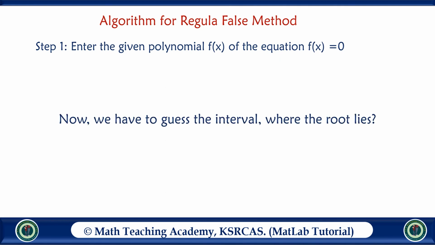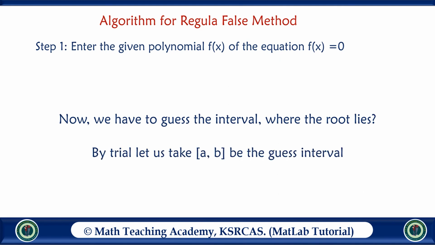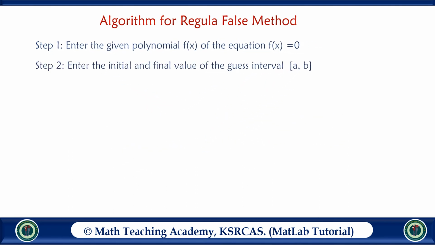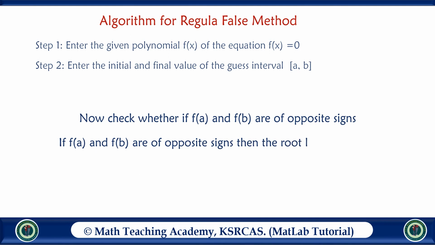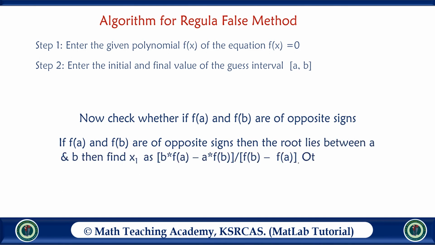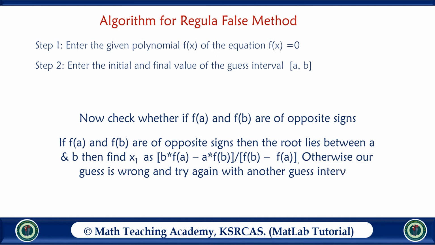Now, we have to guess the interval where the root lies. By trial, let us take a comma b as the guess interval. And let it be step 2: enter the initial and final value of the guess interval a comma b. Now, check whether f of a and f of b are of opposite signs. If f of a and f of b are of opposite signs, then the root lies between a and b, and then compute x1 as b star f of a minus a star f of b whole divided by f of b minus f of a. Otherwise, our guess is wrong, and try again with another guess interval.